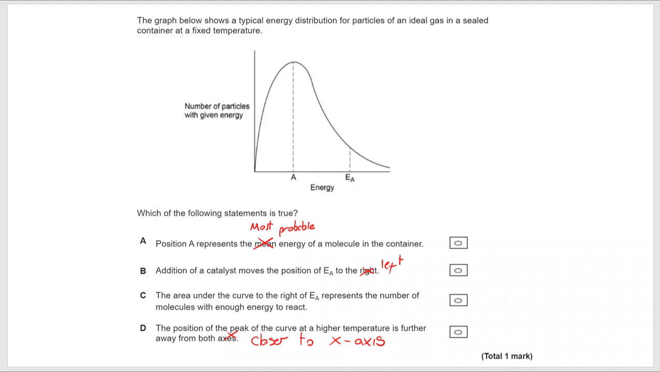The area under the curve to the right of activation energy represents the number of molecules with enough energy to react. Another fundamental principle you need to remember, but we've also spent some time disregarding the wrong answers and the distractors. Correct answer is C.